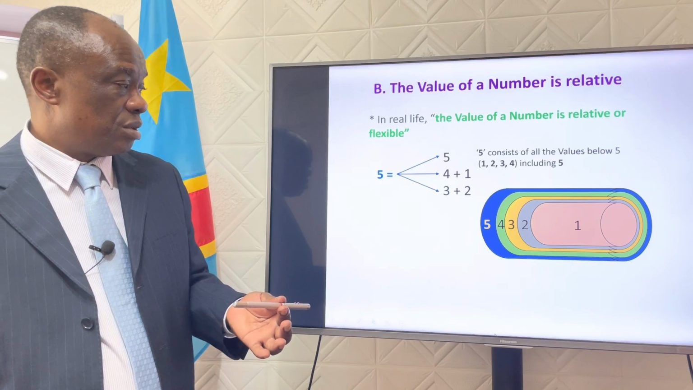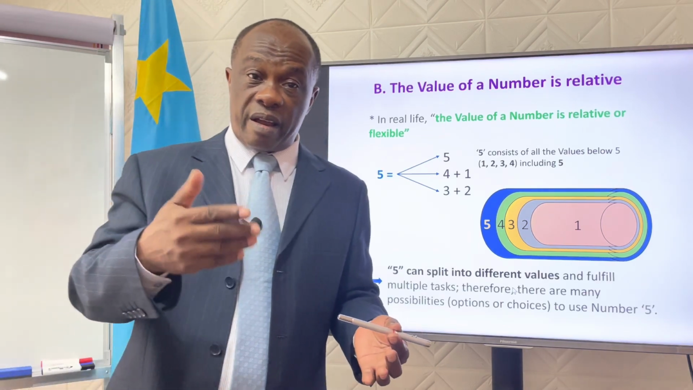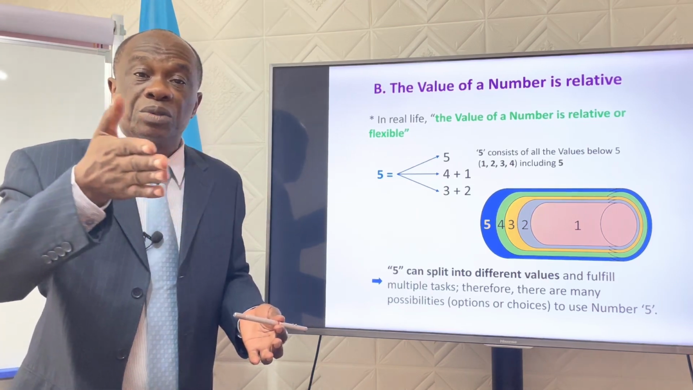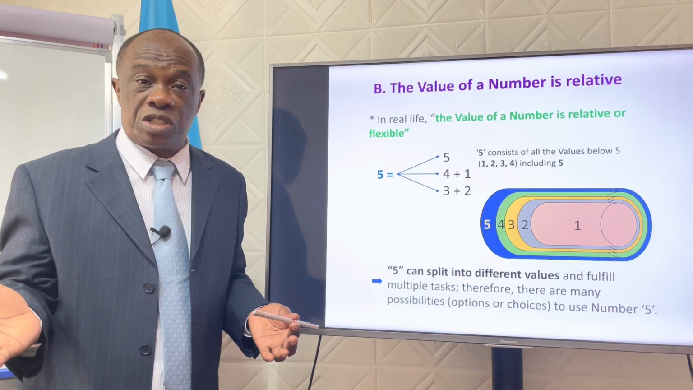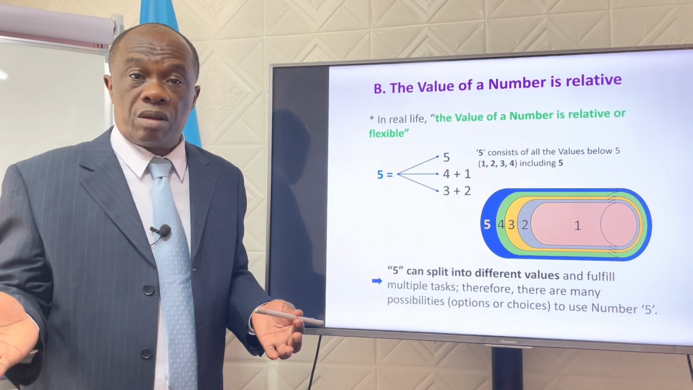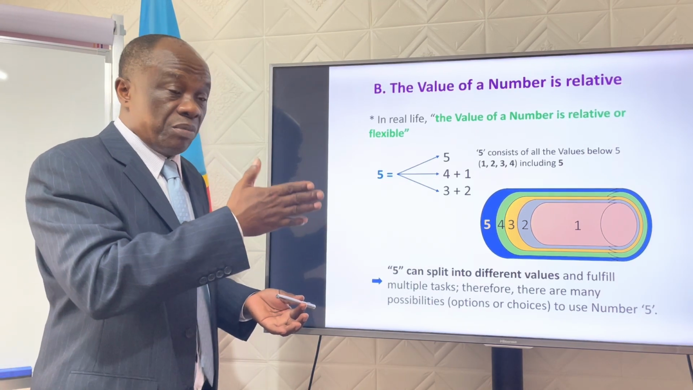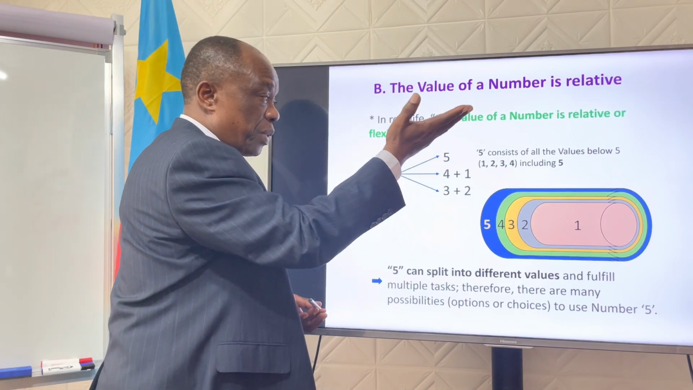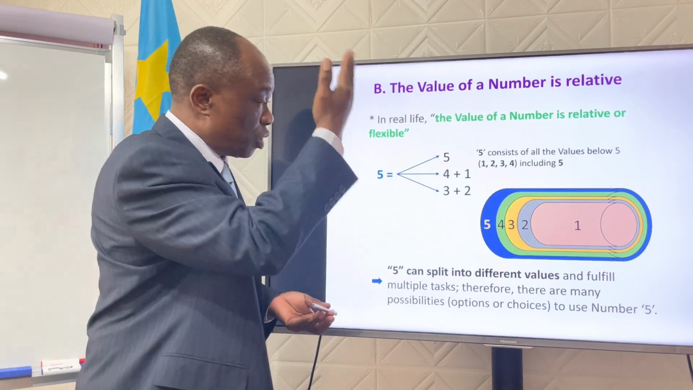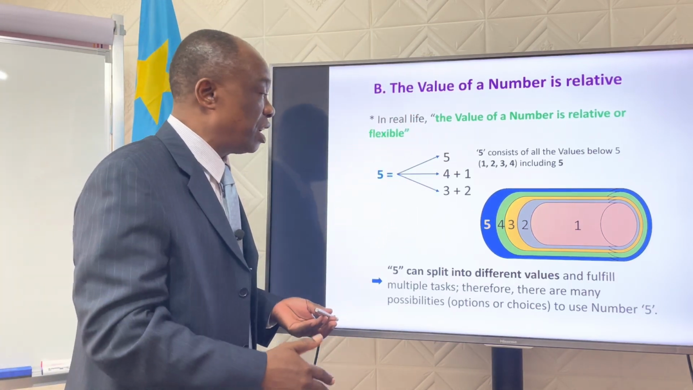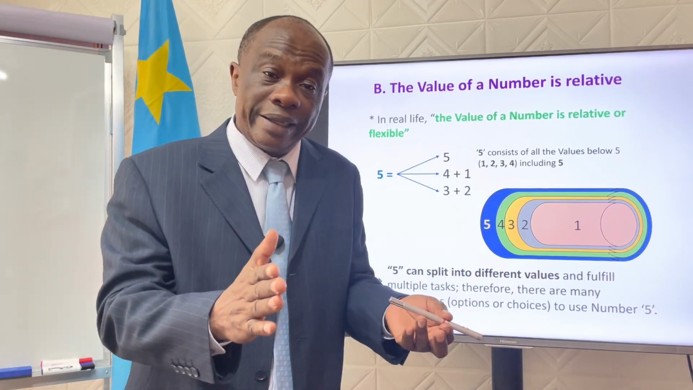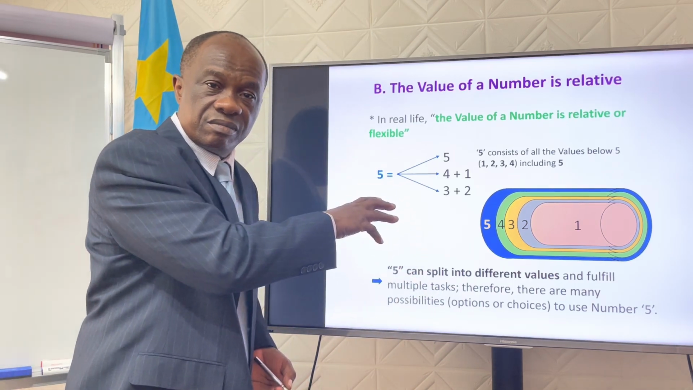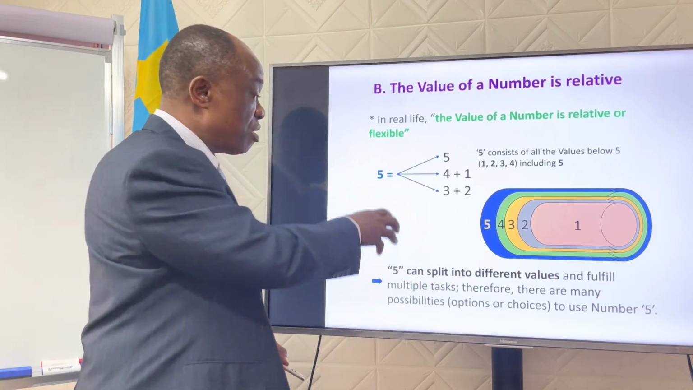Therefore, to use a number, you have many options. You can break down the number as you wish. So 5 can be broken down this way or that way, depending on you. You can do it 1, 1, 1, but all we need in the end is that you have to buy goods worth $5 because your friend gave you $5.